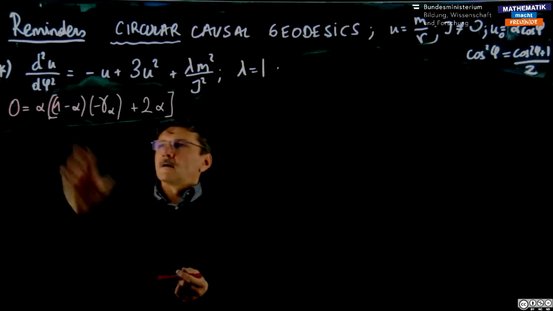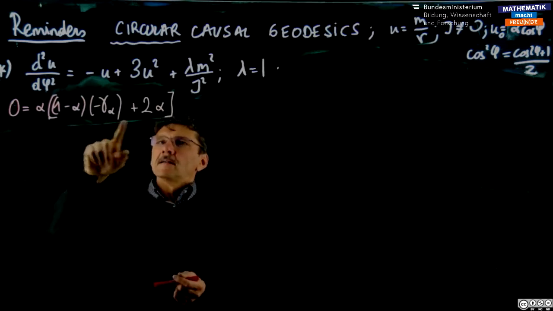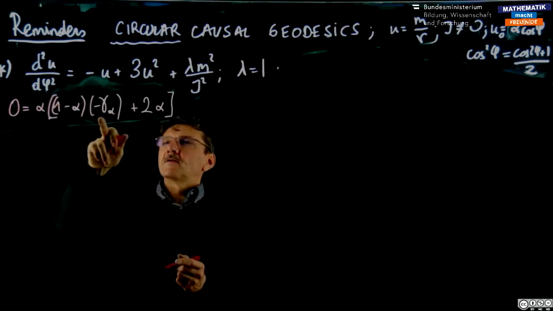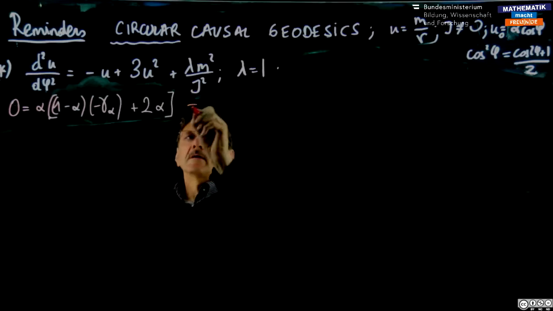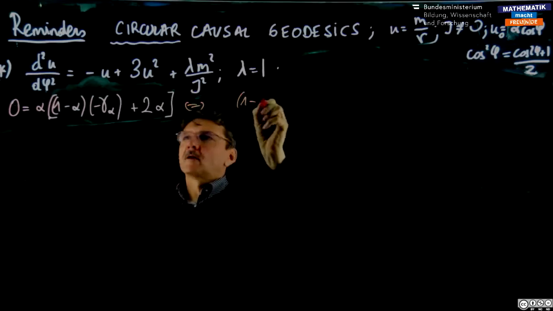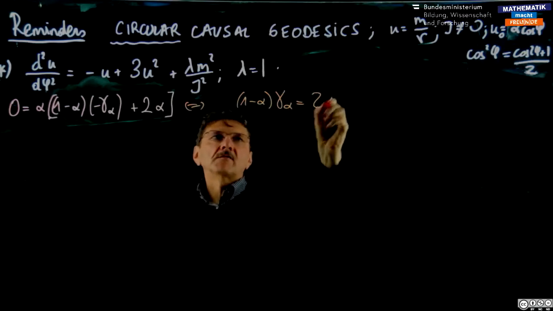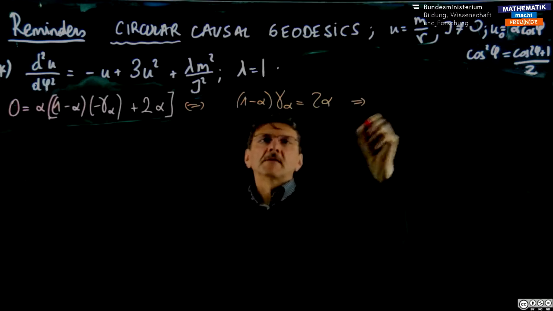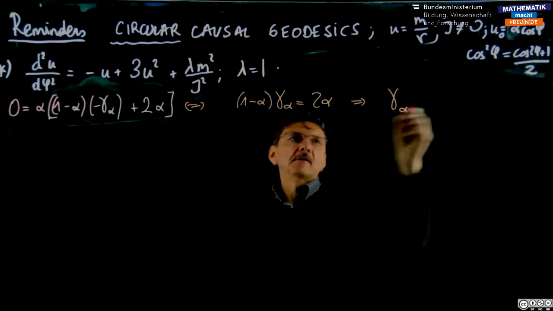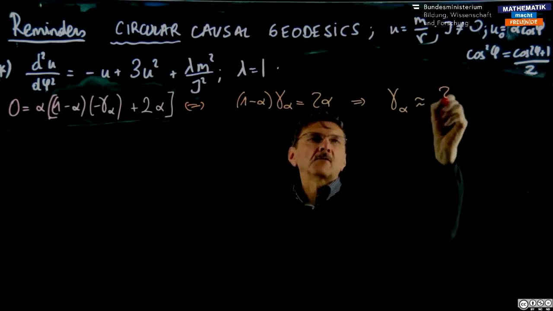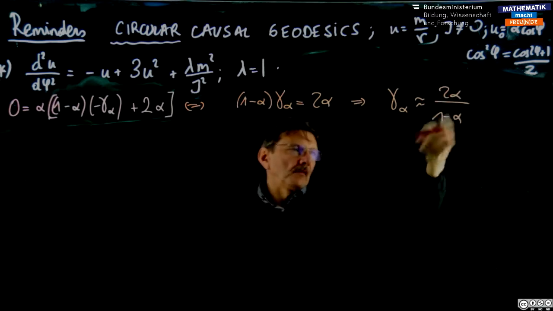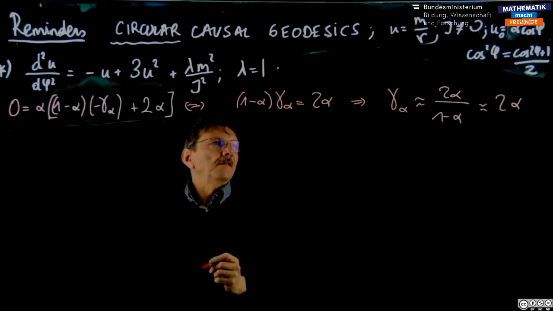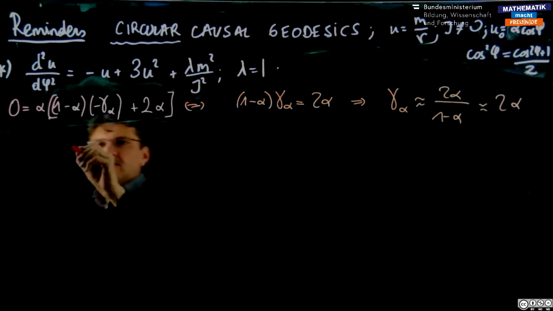Good. So this is zero, and so we can solve for gamma alpha out of this. 1 minus alpha gamma alpha is equal to alpha. If I carry this over to the left-hand side, then gamma alpha is 2 alpha over 1 minus alpha. Then this thing will be lower order. So this is about 2 alpha. And so that's the light deflection formula.